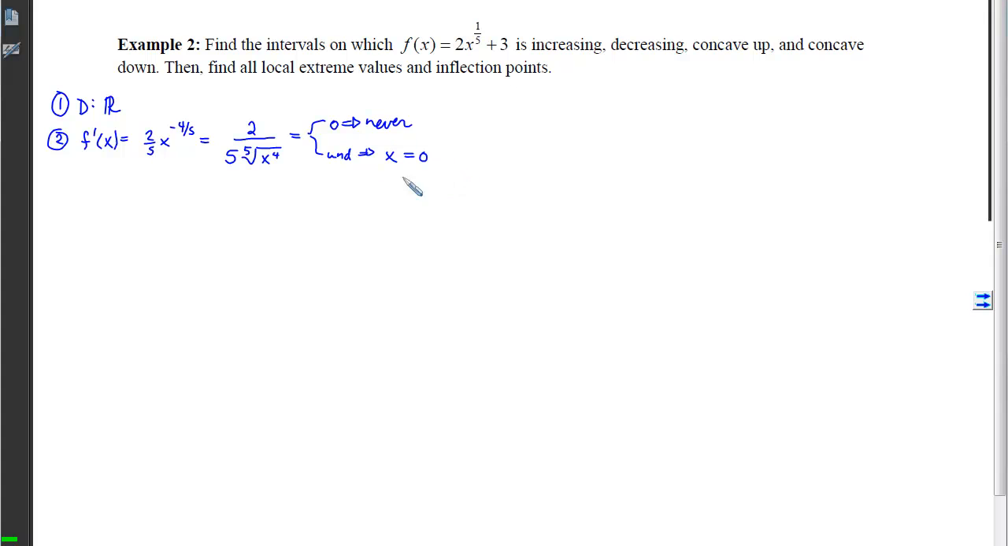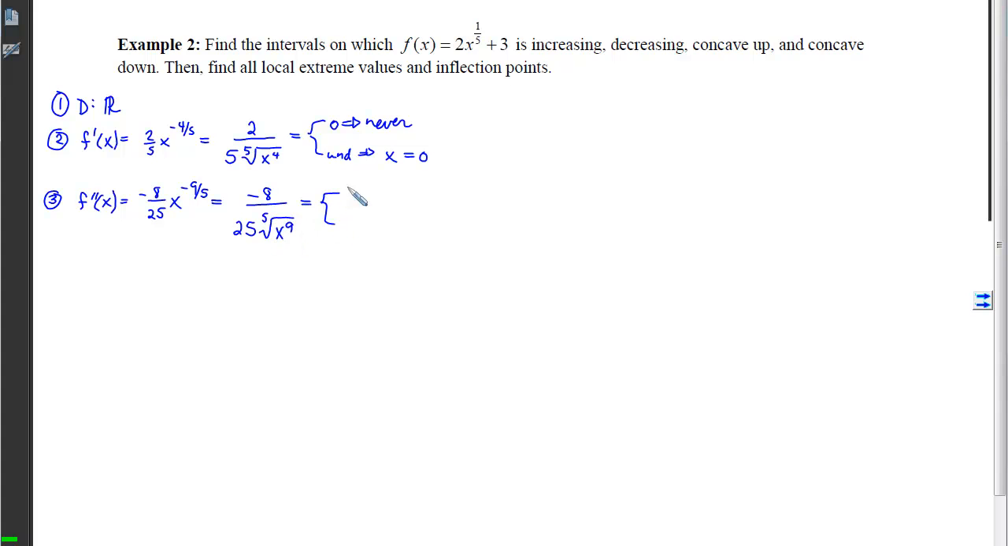So my only critical value is x equals 0. Step 3 is I want to take the second derivative and find out when that is 0 or undefined. So again, I'm going to do that power rule. I'll get a negative 8 over 25 times x to the negative 9/5. Again, rewrite that as a fraction. I'll get an 8 over 25 times the 5th root of x to the 9th.